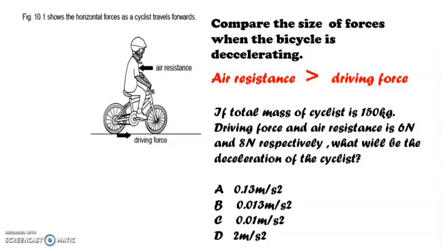If the total mass of the cyclist is 150 kg, and the driving force and air resistance are 6 Newton and 8 Newton respectively, what will be the deceleration of the cyclist? Options are A, 0.13 meter per second squared, B, 0.013 meter per second squared, C, 0.01 meter per second squared, and D, 2 meter per second squared. The correct option is B, 0.013 meter per second squared.